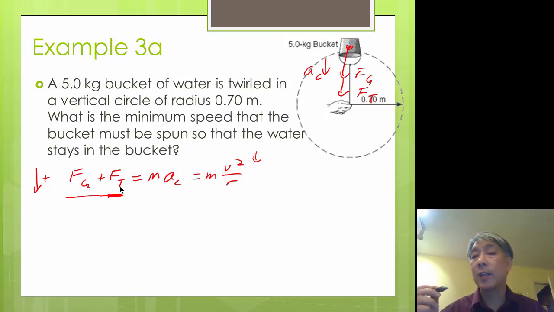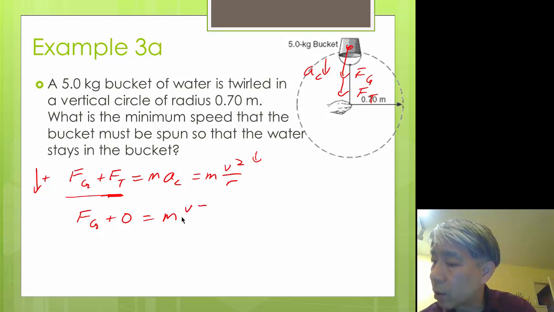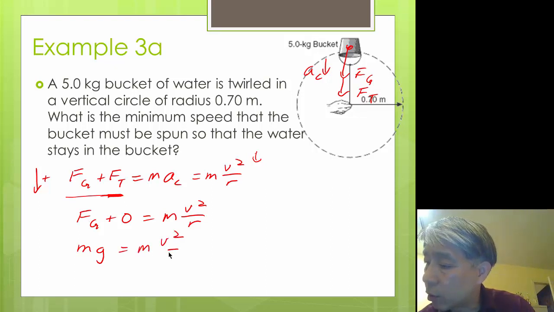At 0, it can't get any smaller, because if it goes negative, it's implying that my tension is pointing in the negative direction, or upwards. And strings can't push. They can only pull. So the smallest value for tension is 0, so I'm actually going to stick in 0 for that. Force of gravity plus 0 is going to equal mv squared over r, or basically mg is equal to mv squared over r.